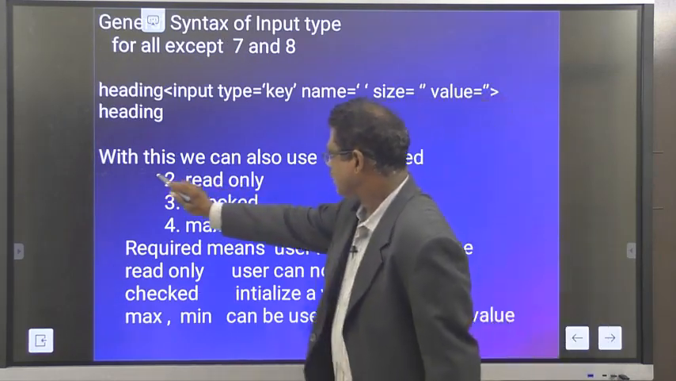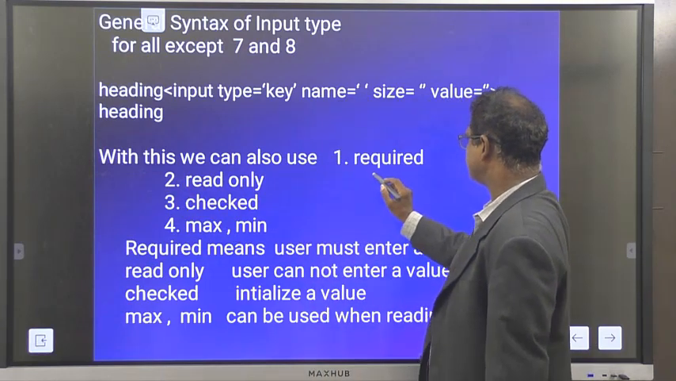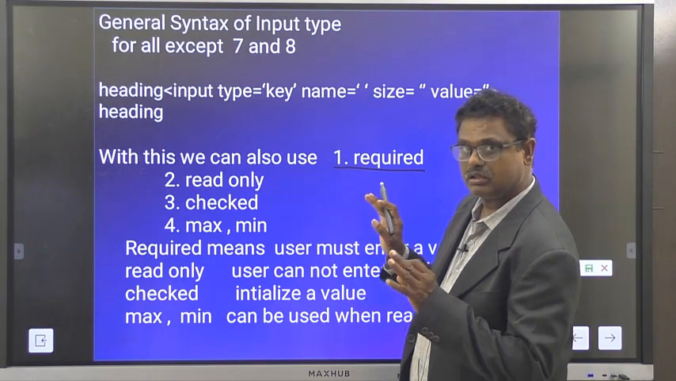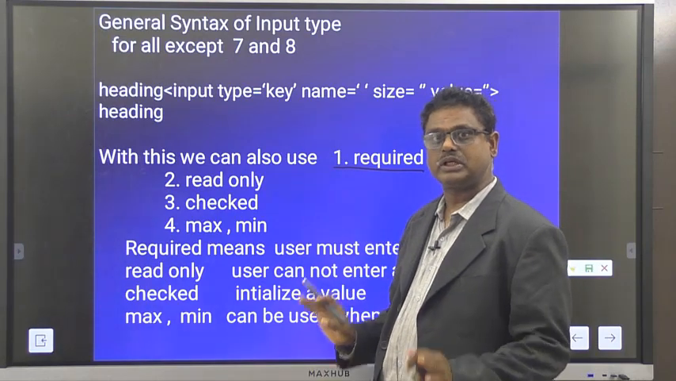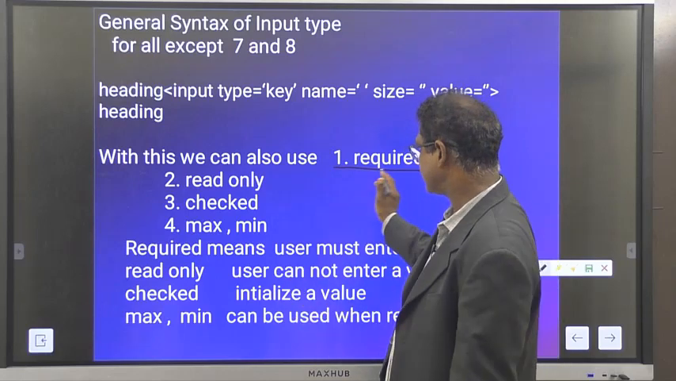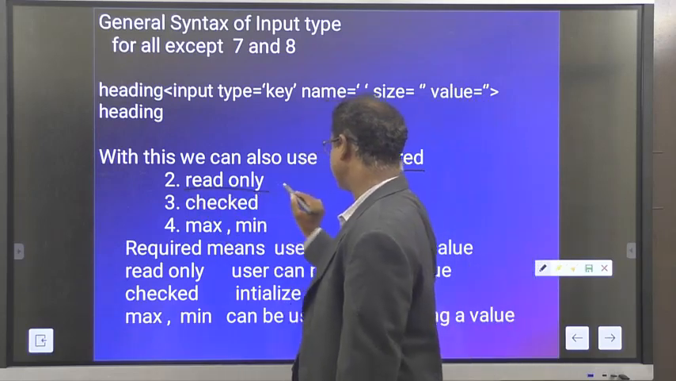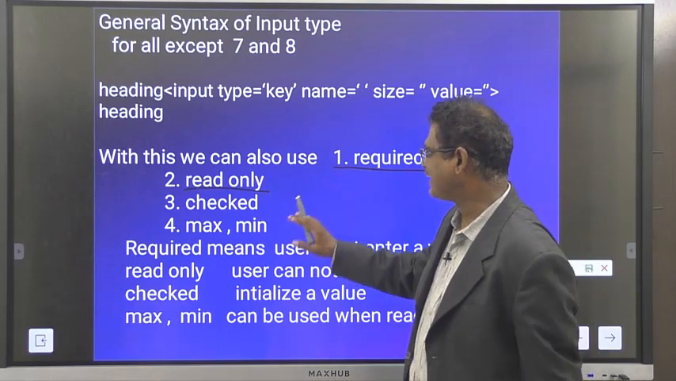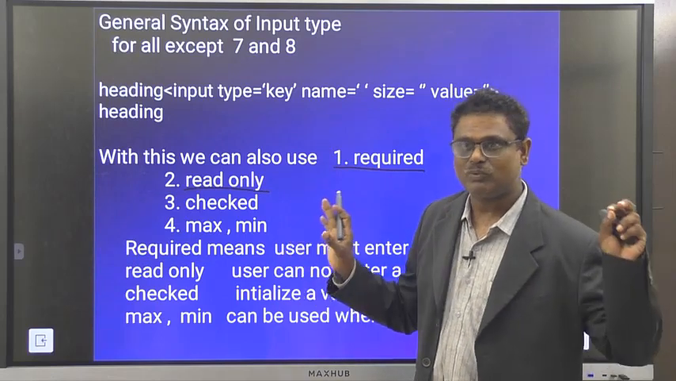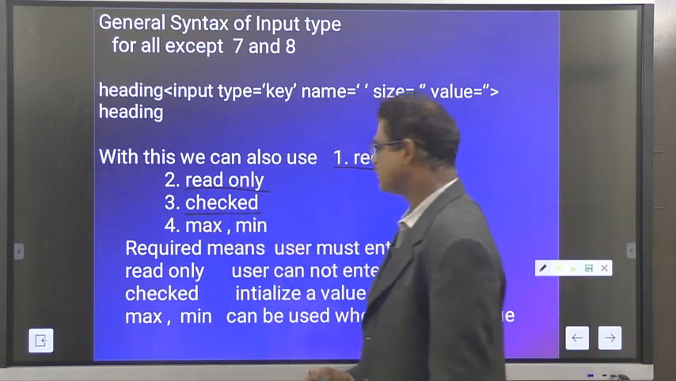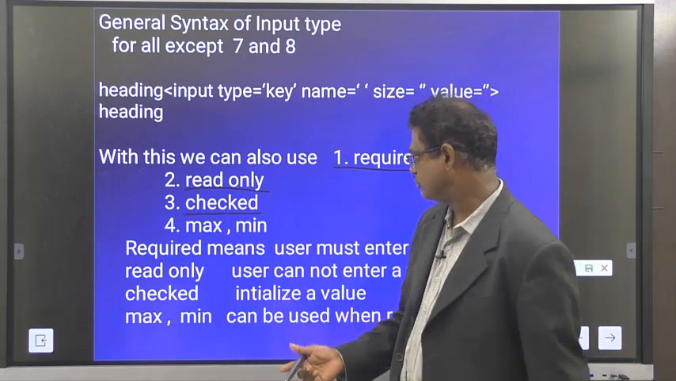Right. Now with this we can also use one more. Unless the user gives input, it won't go further. That is called required. Read only means the user cannot enter any value. He can only see. Checked means you can initialize some value.